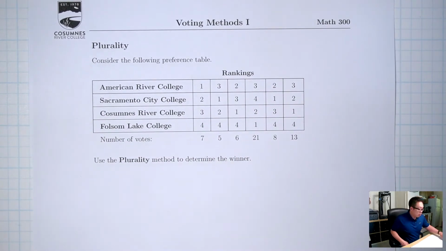Who wins? There are 4 different voting methods that we'll talk about in this class. Today we'll talk about 3, and then we'll talk about the last one in the next lecture. This first method is called plurality. In plurality, we're just going to focus on the first place votes.